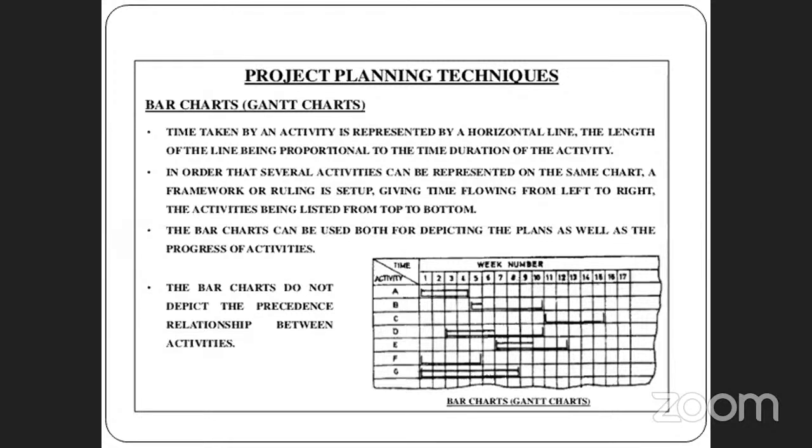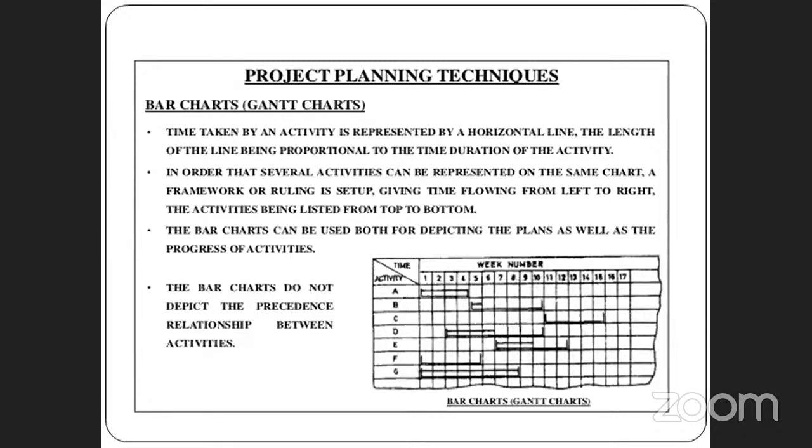The length of the line indicates the duration of the activity. See, for A, it goes from 1 to 4. For B, it's going from 5 to 10. So it's nearly increased by 6. So the week number should be increased by 6. So that activity, B activity, is increased by 6. Normally, the time and activity should be represented here from left to right and from top to bottom. This is the main key point.